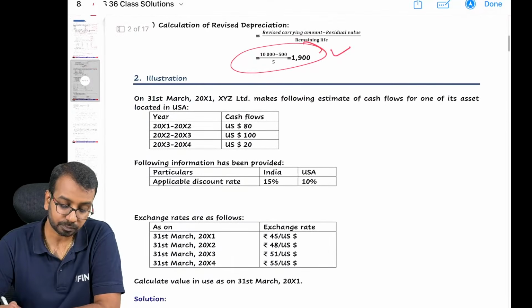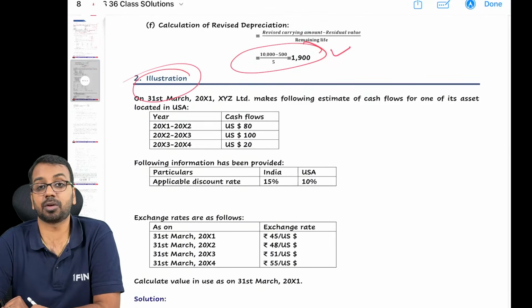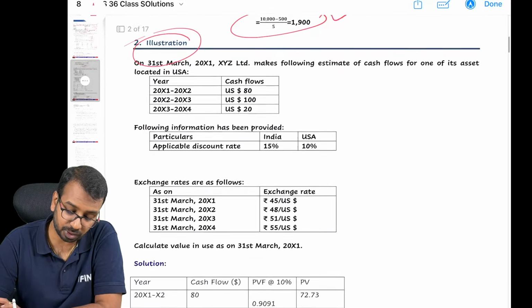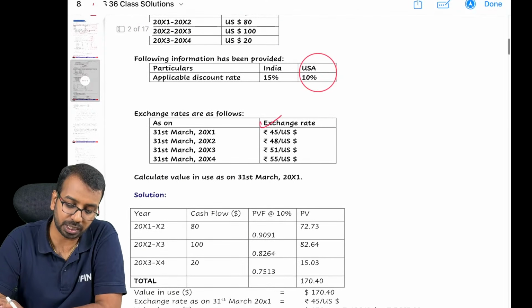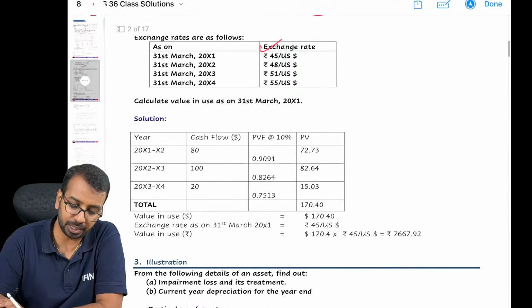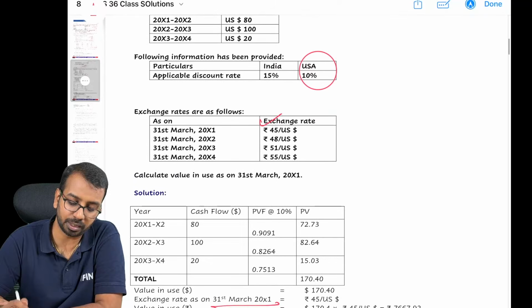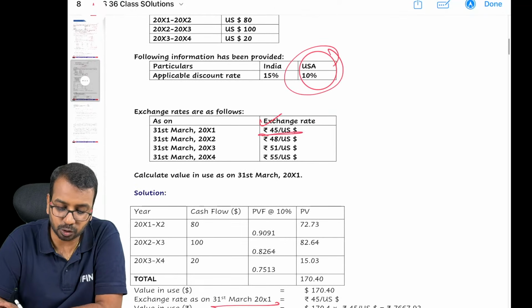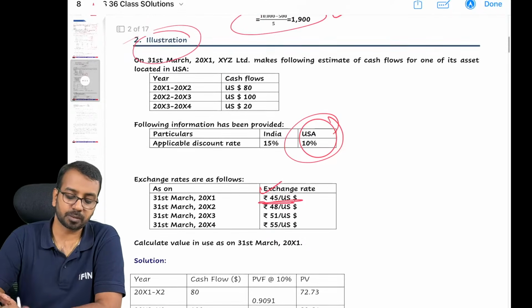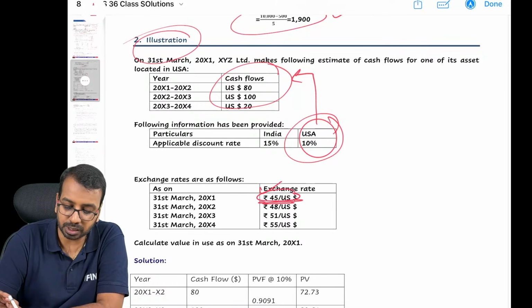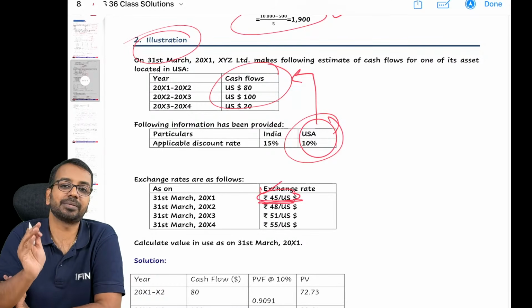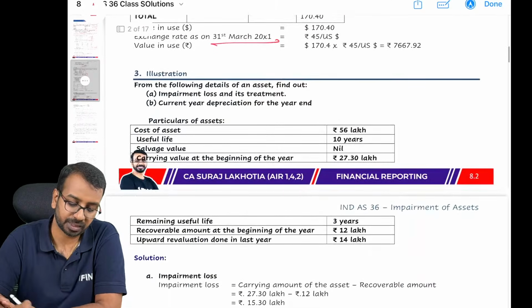Simple. If there are foreign currency cash flows, what is to be done? Take the discount rate which is applicable to the currency and convert it using the closing rate. So, if you have to calculate on, let us say, 31st March of year 1, you will take 10% and then use 45 to convert. Means cash flows will be discounted using the US rate, and using the closing rate we will arrive at the present value of cash flows.